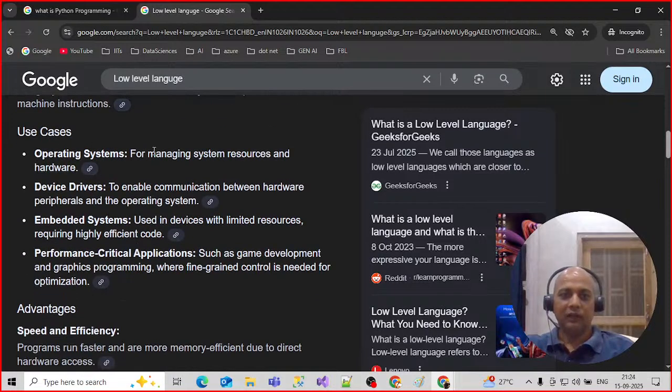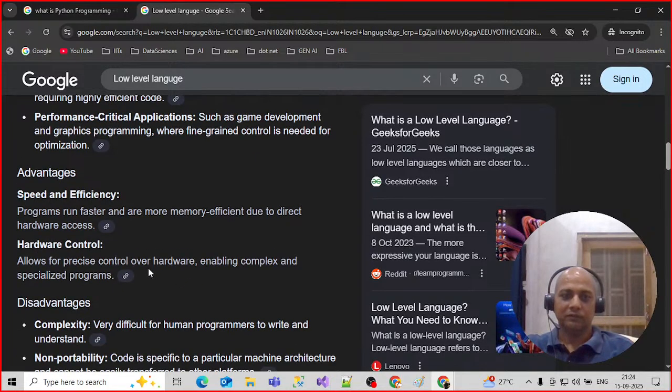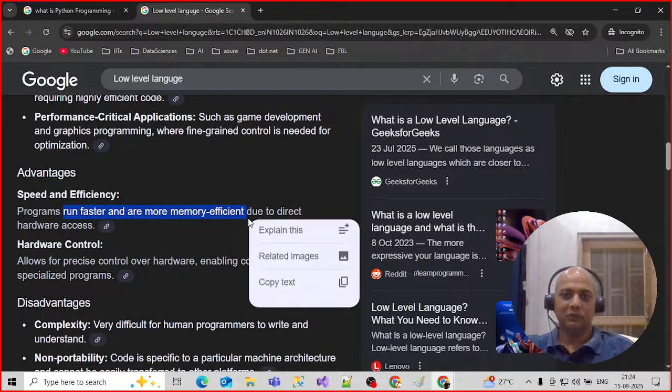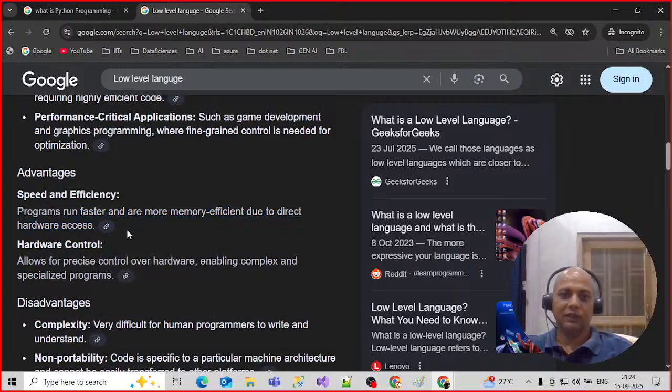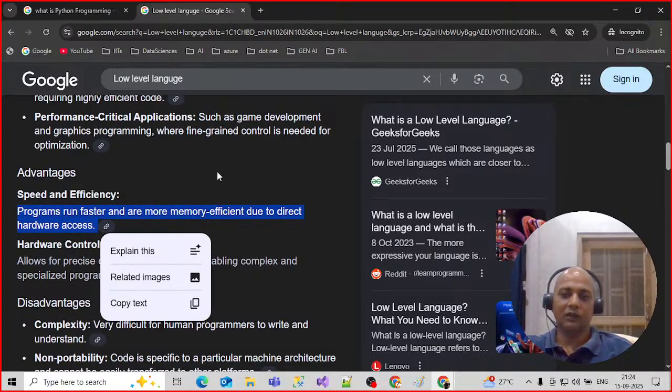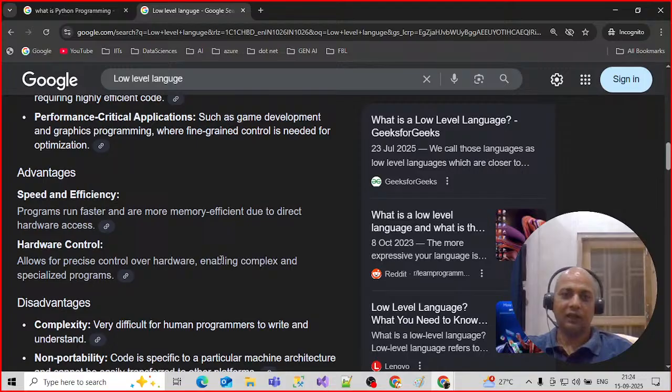But we used to directly handle operating systems, device drivers, embedded systems, and performance critical operations. So speed and efficiency: programs ran faster and were memory efficient. Program execution was very fast because we were directly working on registers, right? It was not required to compile code and convert it into machine code. It was directly interacting with the hardware, so that was very fast.